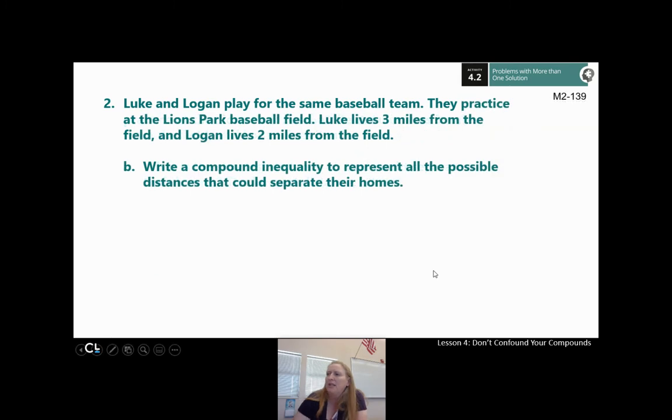This one's a little sneakier, but we can do it. Write a compound inequality to represent all the possible distances that could separate their homes. Hit pause to see if you can write a compound inequality, and then hit play when you're ready to check your work.